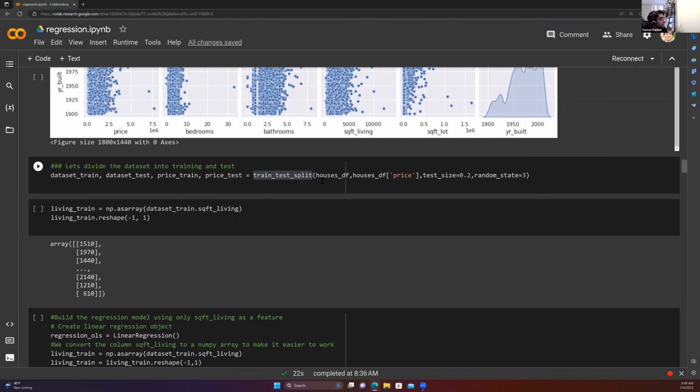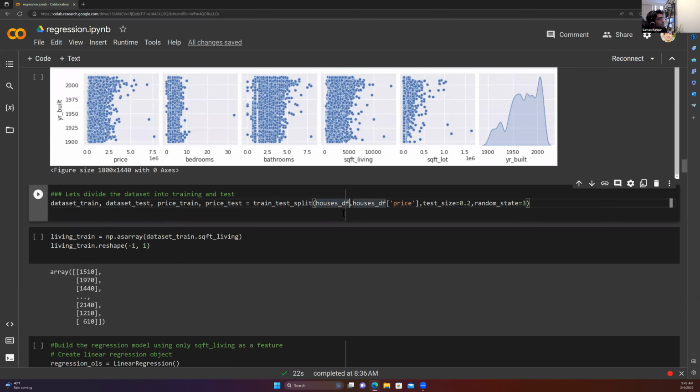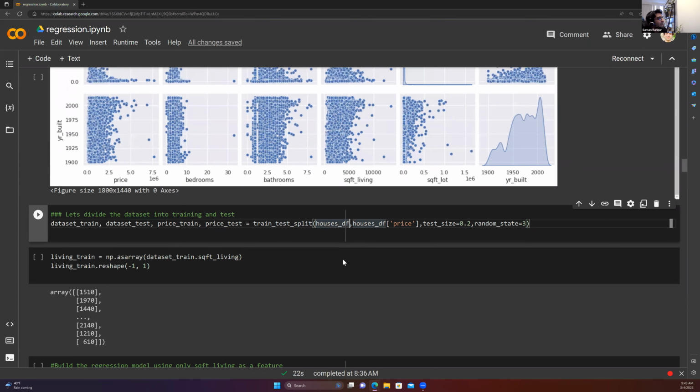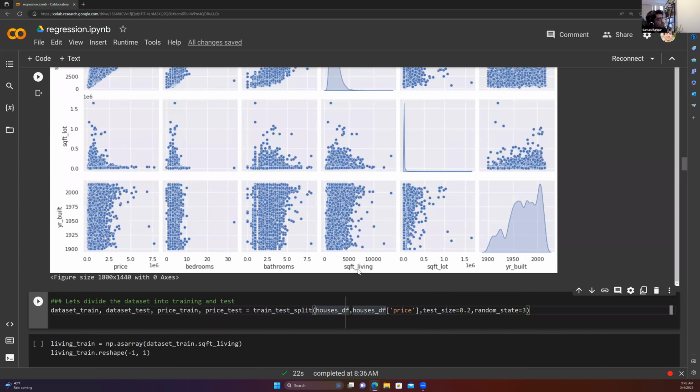So you can see, basically I'm giving this houses DF, which was a data frame that only has information about the square foot living, and that's again the X, uppercase X, the attributes or the features. Right now I have only one feature, and the price, basically the label that I'm trying to predict, or the outcome that I'm trying to predict.